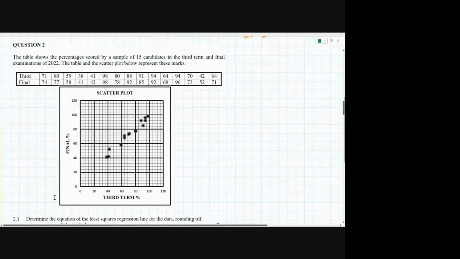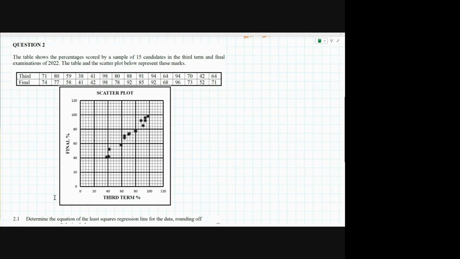Alrighty, let's have a look at the next one. So this is now where the grade 12 stats regression comes into play. We've got a table that shows the percentages scored by a sample of 15 candidates in the third term and the final examinations of 2022. The table and the scatter plot below represent these marks. We can see third term on the x-axis, final on the y-axis, in a scatter plot. What we just need to remember is that the trend shown by a scatter plot relates directly to the correlation.